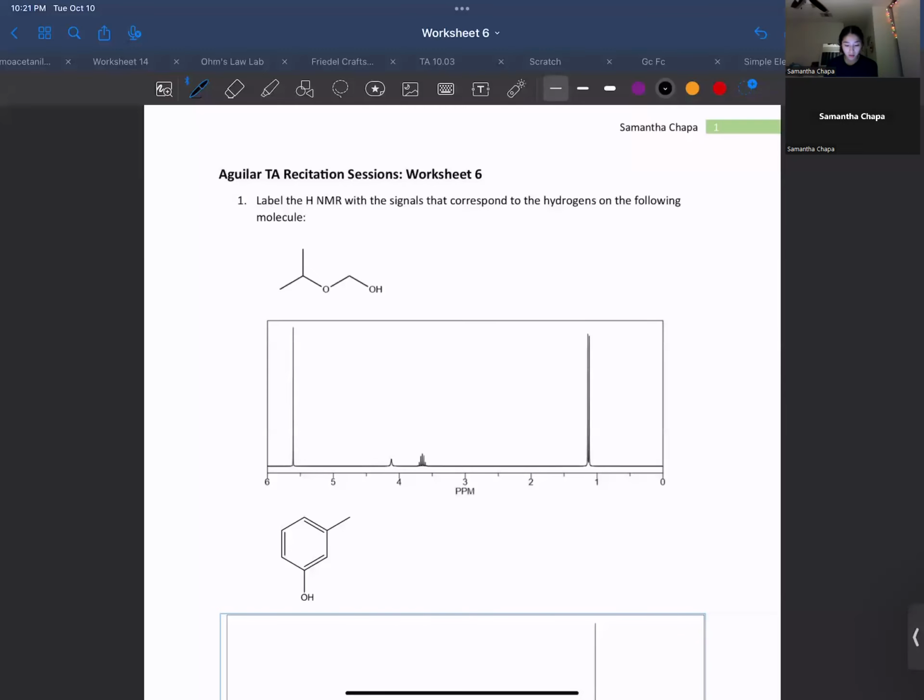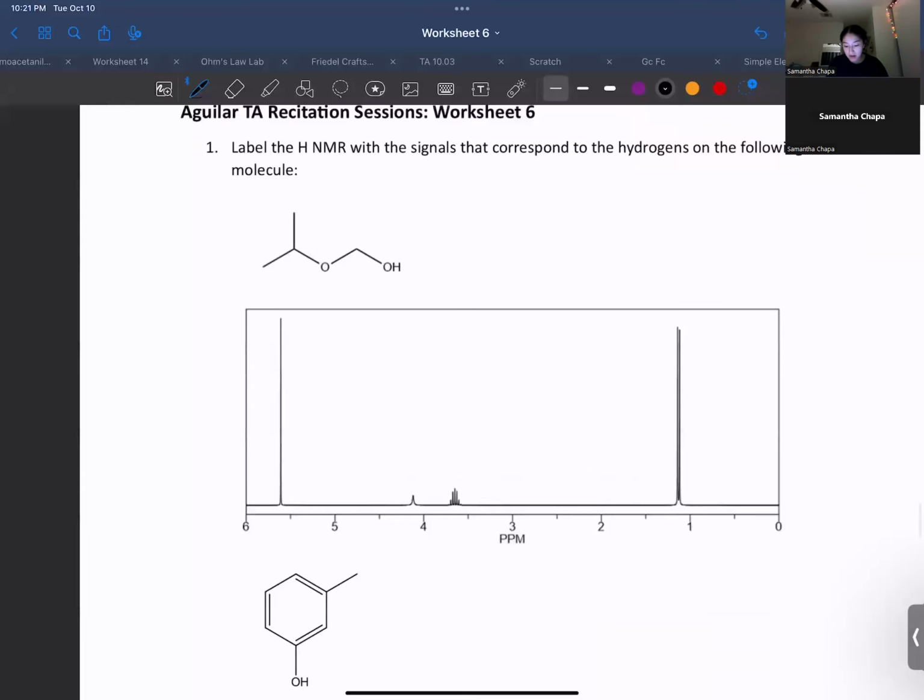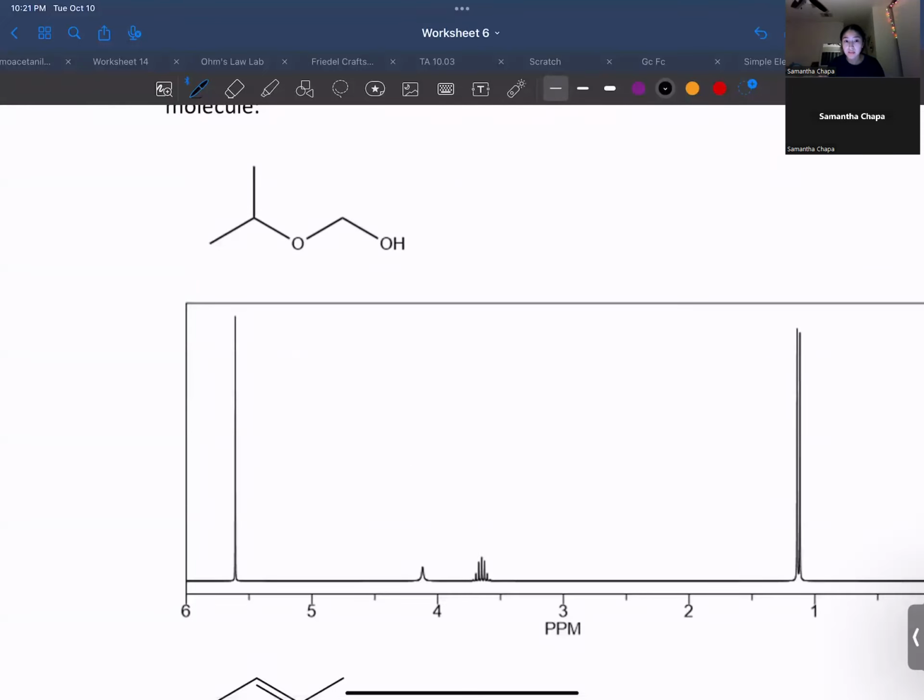Okay, so right now we're just going to work on worksheet number 6, which is just about HNMRs and its signaling. For this first question, it says label the HNMR with signals that correspond to the hydrogens on the following molecule. So the first thing that I always want to do is label each one of them and their signaling patterns.